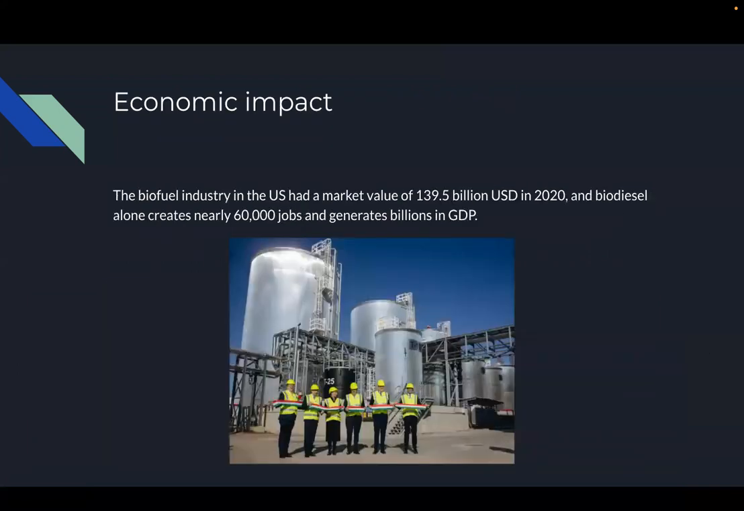The economic impact. The biofuel industry in the US has a market value of almost $140 billion, and this was listed in 2020. The biodiesel sector alone creates nearly 60,000 jobs and generates billions in GDP. This isn't even American jobs right here, because this picture is a Hungarian biodiesel plant. I just thought it was interesting.